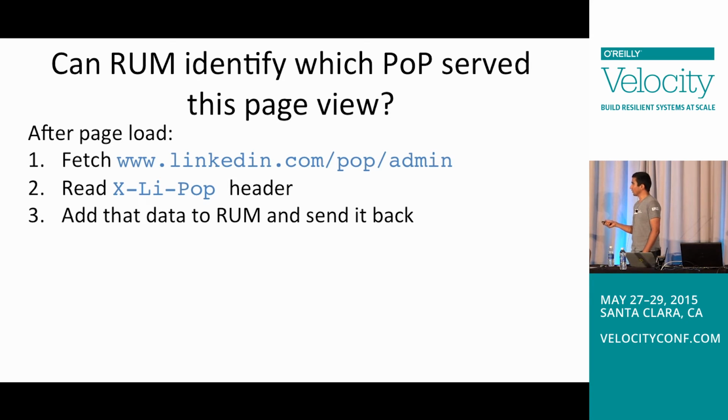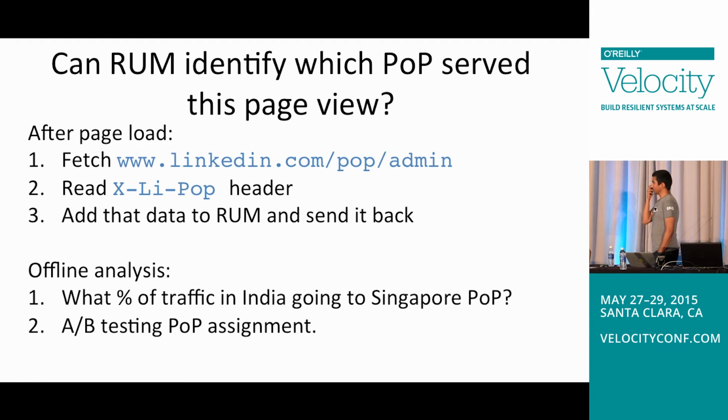So now we know which POP served this page view, and you can add this data and send it back to RUM, right? So what can you do with this? You can do interesting offline analysis. You can answer the question we're trying to answer, like what % of traffic in India was actually going to the optimal POP, the Singapore POP, right? And you can do A/B testing, like to answer Philip's question. Now we know which POP a user went to. You could actually, at DNS, do A/B testing: 50% of the users in India should go to Dublin, 50% should go to Singapore, and evaluate their performance end to end. Right? So, what did we find?